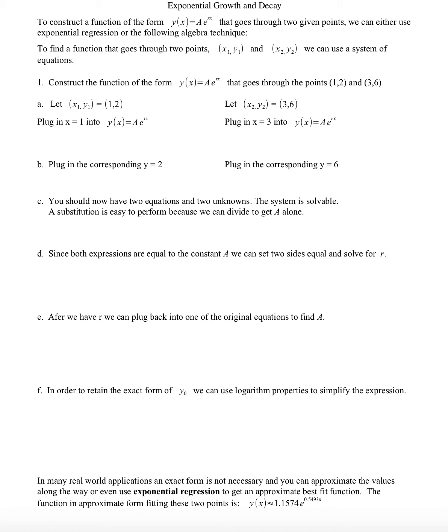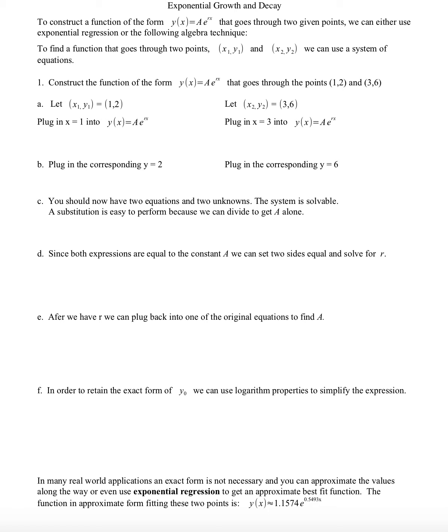But let's go over how to do this algebraically with 2 points without using regression at all. This example says construct an exponential function of the form a e to the rx that goes through the points (1, 2) and (3, 6).